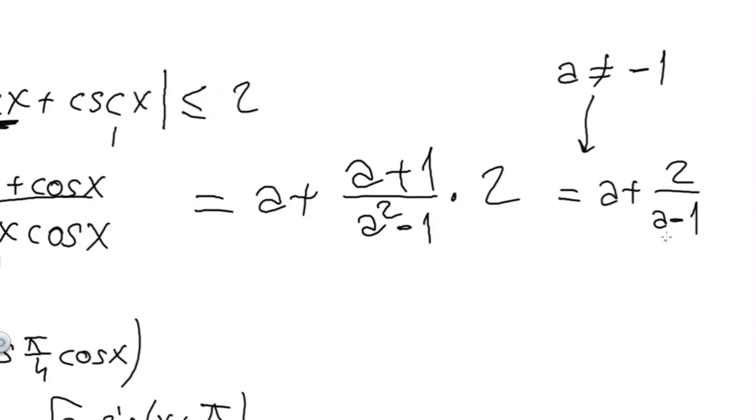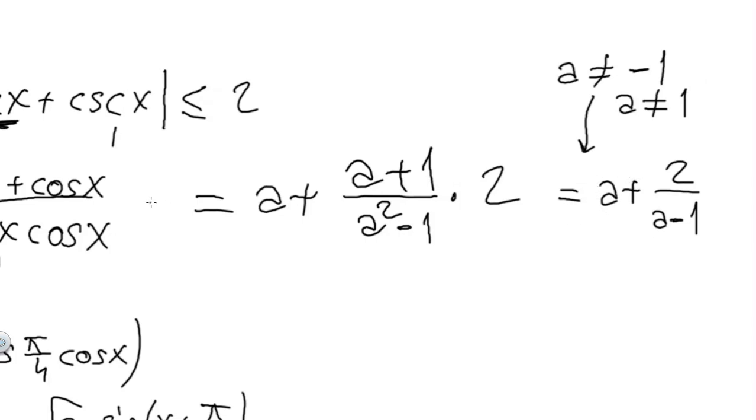Okay, cool. And also, of course, a is not equal to 1 also. I mean, because it's at the denominator. Or even here, I could just say that. But anyway, so a is not equal to minus 1 over 1. Okay.